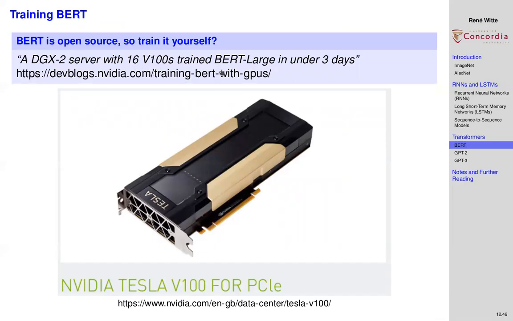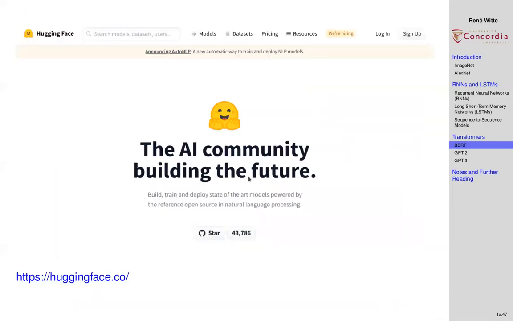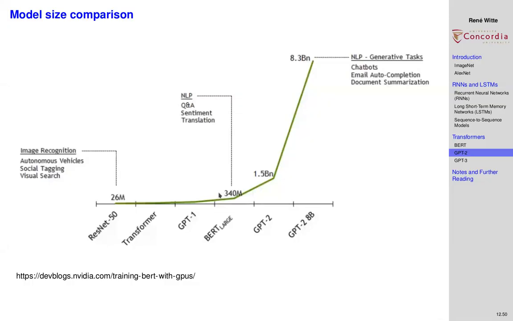BERT large, where you needed 16 V100s to train it in 3 days. So this is the type of network you need for natural language processing, question answering, machine translation, and so on. So you can see that these are an order of magnitude bigger than the networks needed for image processing.